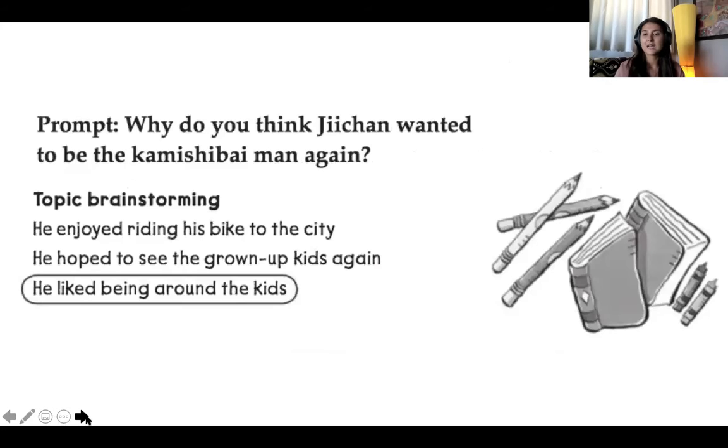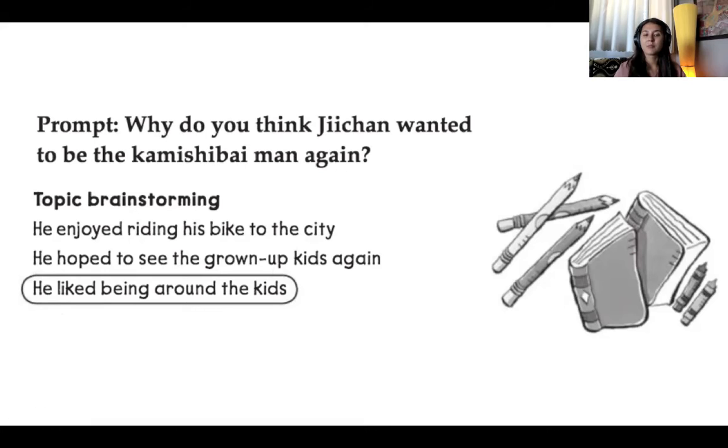Now, let's have a look. I'm going to show you a prompt that I have come up with and that I have answered for the Kamishibai man. Before I started, I brainstormed some ideas of what I thought it could be. He enjoyed riding his bike to the city. He hoped to see the grown-up kids again, and he liked being around the kids.